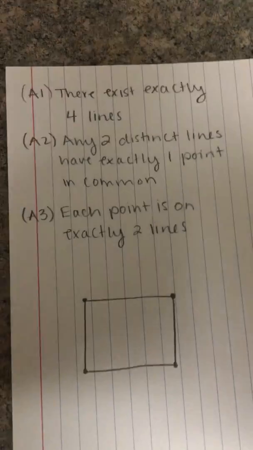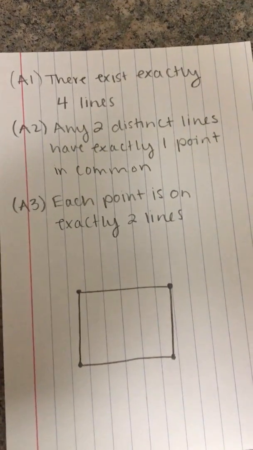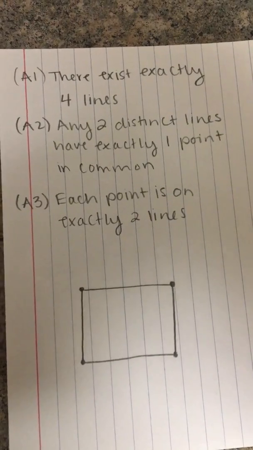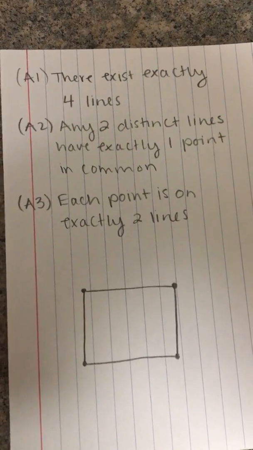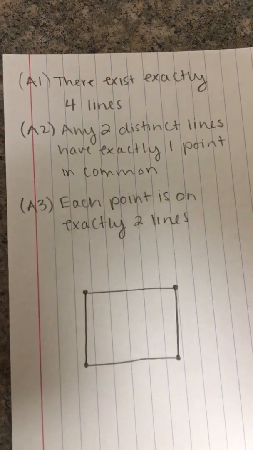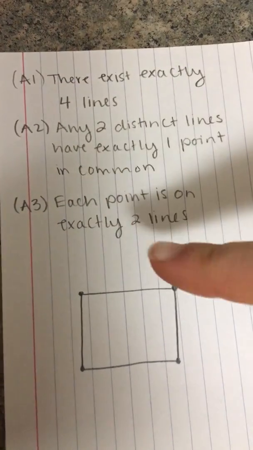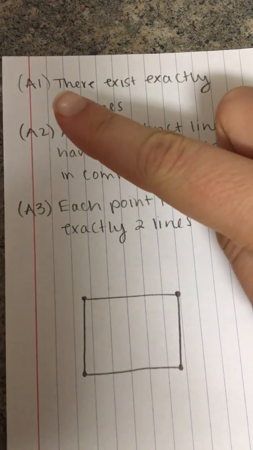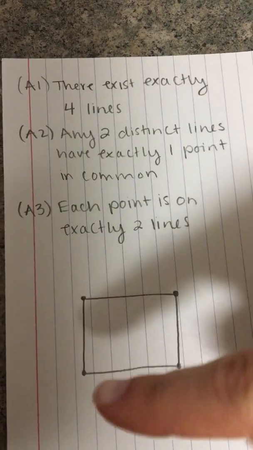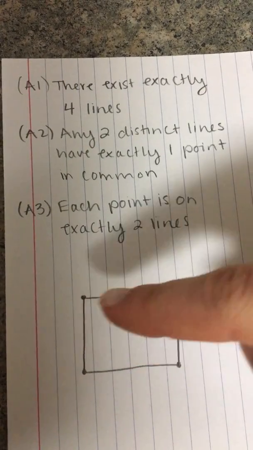Alright, here we are with our last video. And so what we have is our finite geometry video. And we're trying to figure out this new geometry. So up here we have our axioms. Number one, there are exactly 4 lines. So what I have drawn down here, 1, 2, 3, 4 lines.